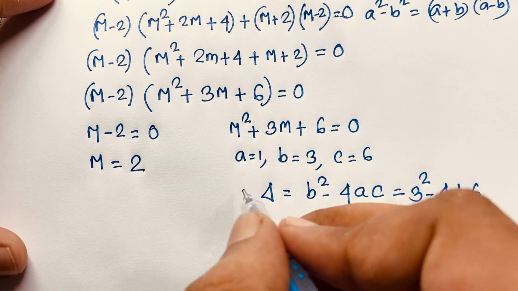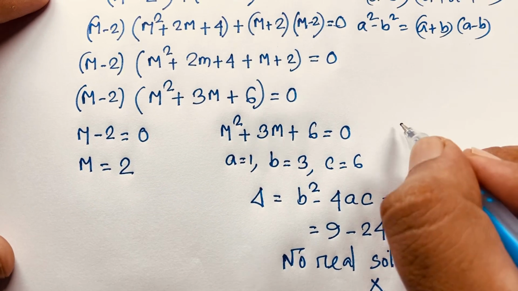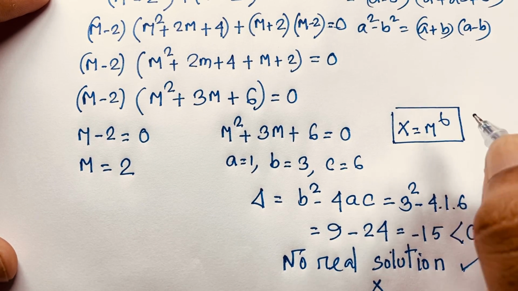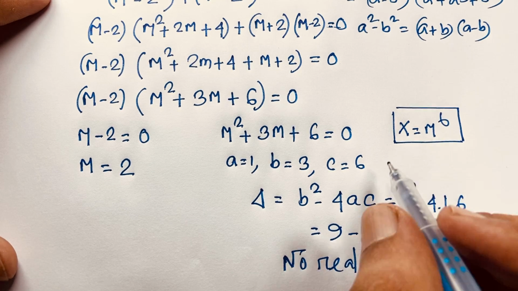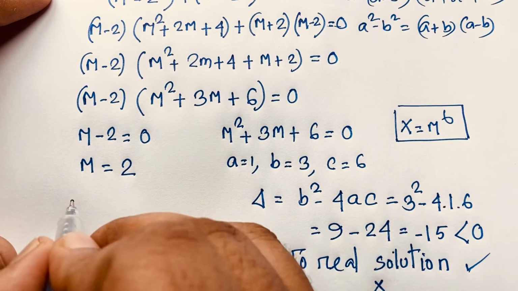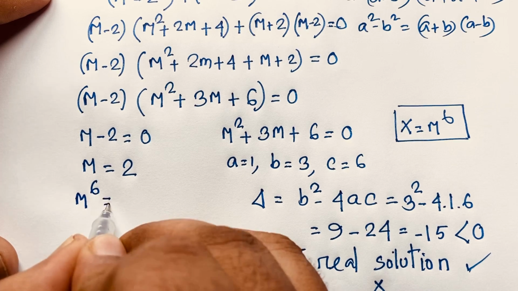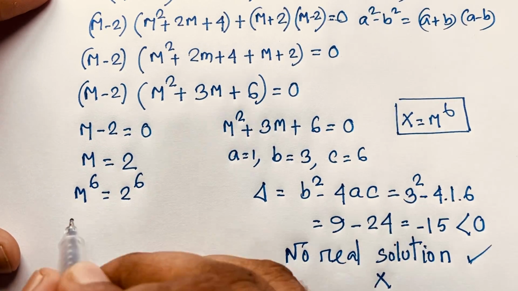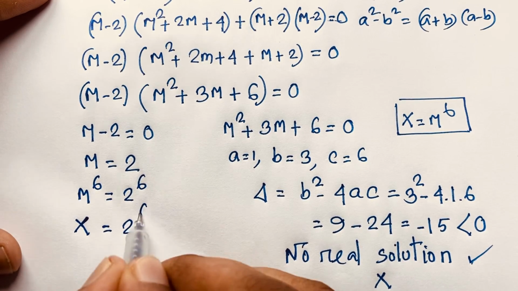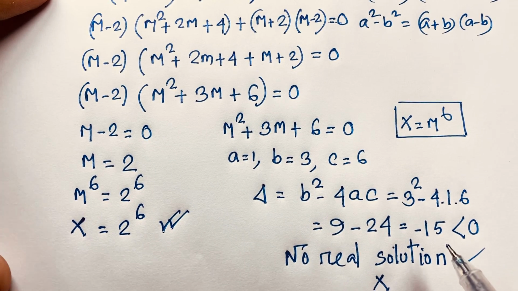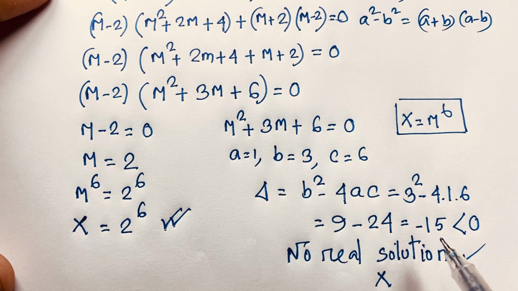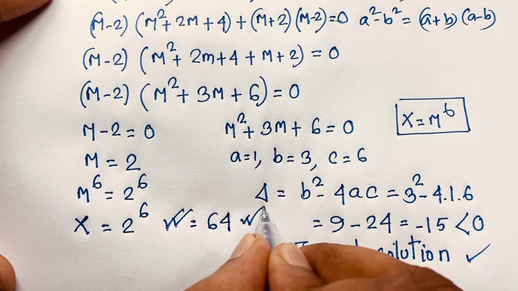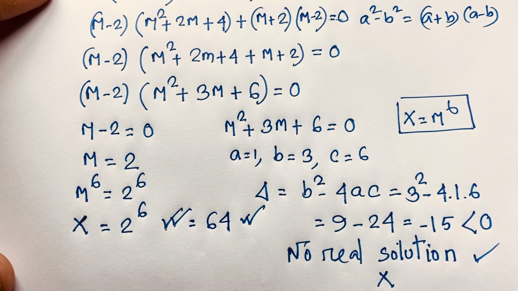But recall, first of all, we let m is equal to x to the power 1/6, so x is equal to m to the power 6. So I take exponent 6 on both sides: 2 to the power 6. And at this moment m to the power 6 is x, so x is 2 to the power 6. This is our final answer in this maths Olympiad question. x is equal to 2 to the power 6, and 2 to the power 6 is 64. So this is the value of x in this maths problem.